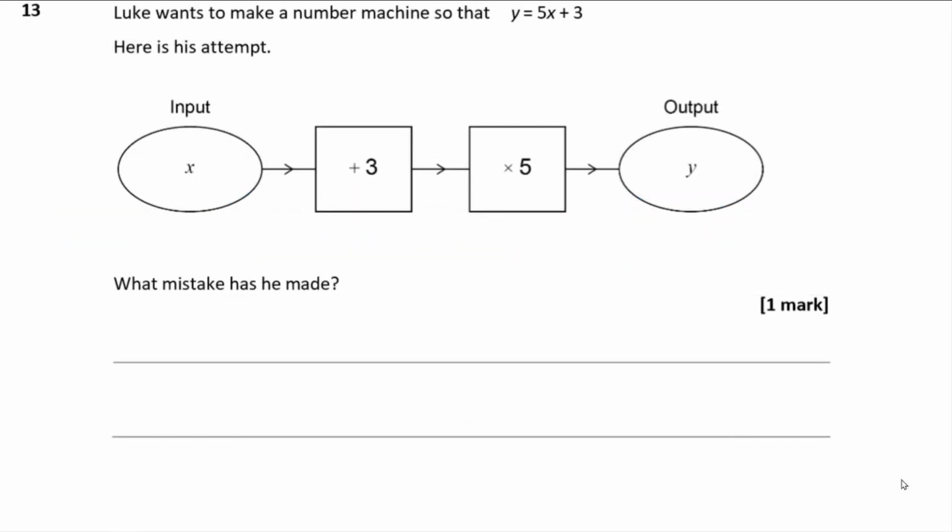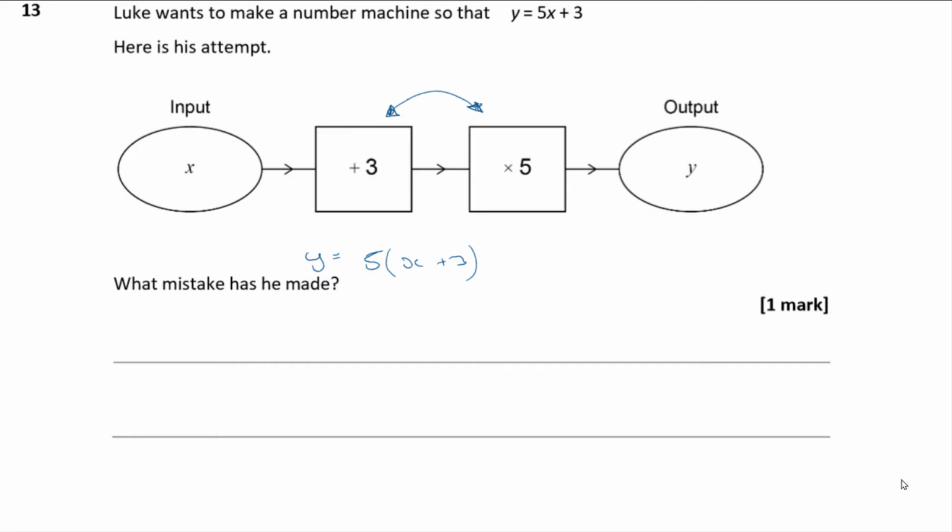Question 13. Luke wants to make a number machine so that y equals 5x plus 3. Here is his attempt. So he's putting x in the number machine, he's adding 3 and then times them by 5 and getting y. What mistake has he made? Well, he's not going to get 5x plus 3 here. He's going to be adding 3 first. That will give him x plus 3, and then he's multiplying it by 5. So he's actually written down the function machine for y equals 5 lots of x plus 3. Not quite the same thing. So what he's done is he's got these the wrong way around, isn't he? He should have been multiplying by 5 first and then adding 3.